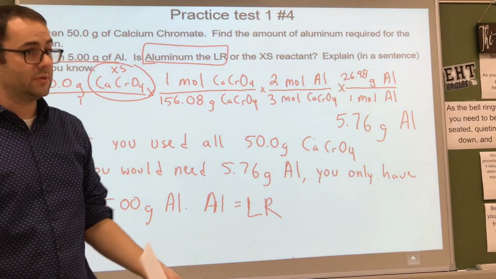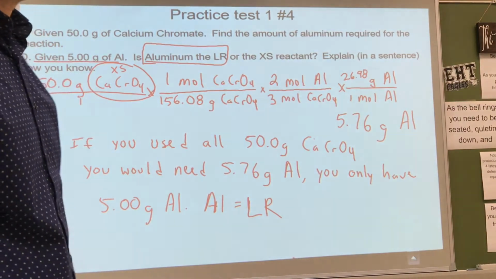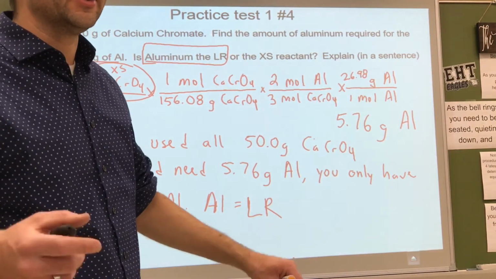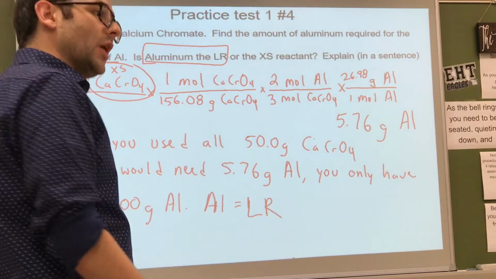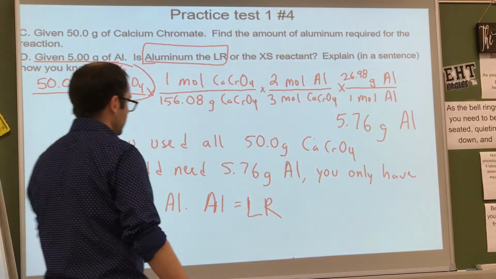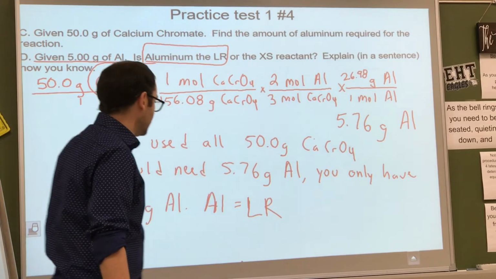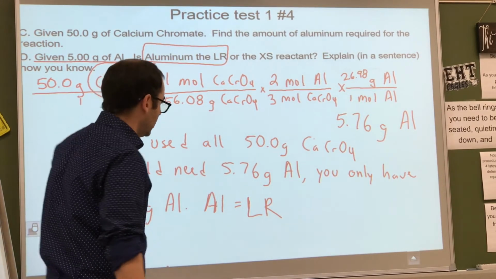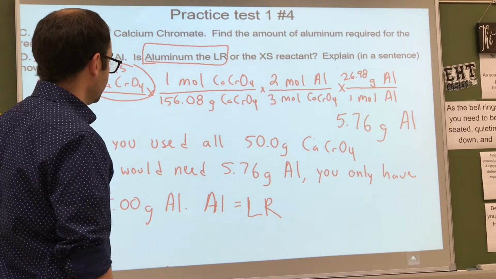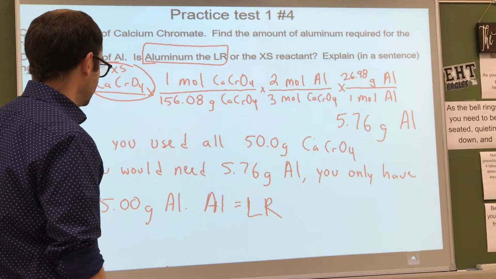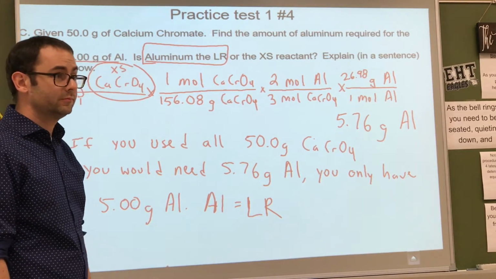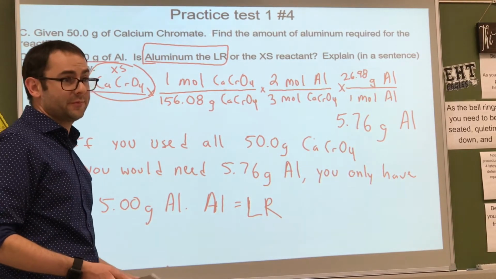That's how you know aluminum's the limiting reactant. All right? Your sentence doesn't have to be like that. It can be better, it can be worse. It just has to express that you're going to have this left over because you can't use up all of the calcium chromate. You're going to have some of it left over. All right? Any questions with that?